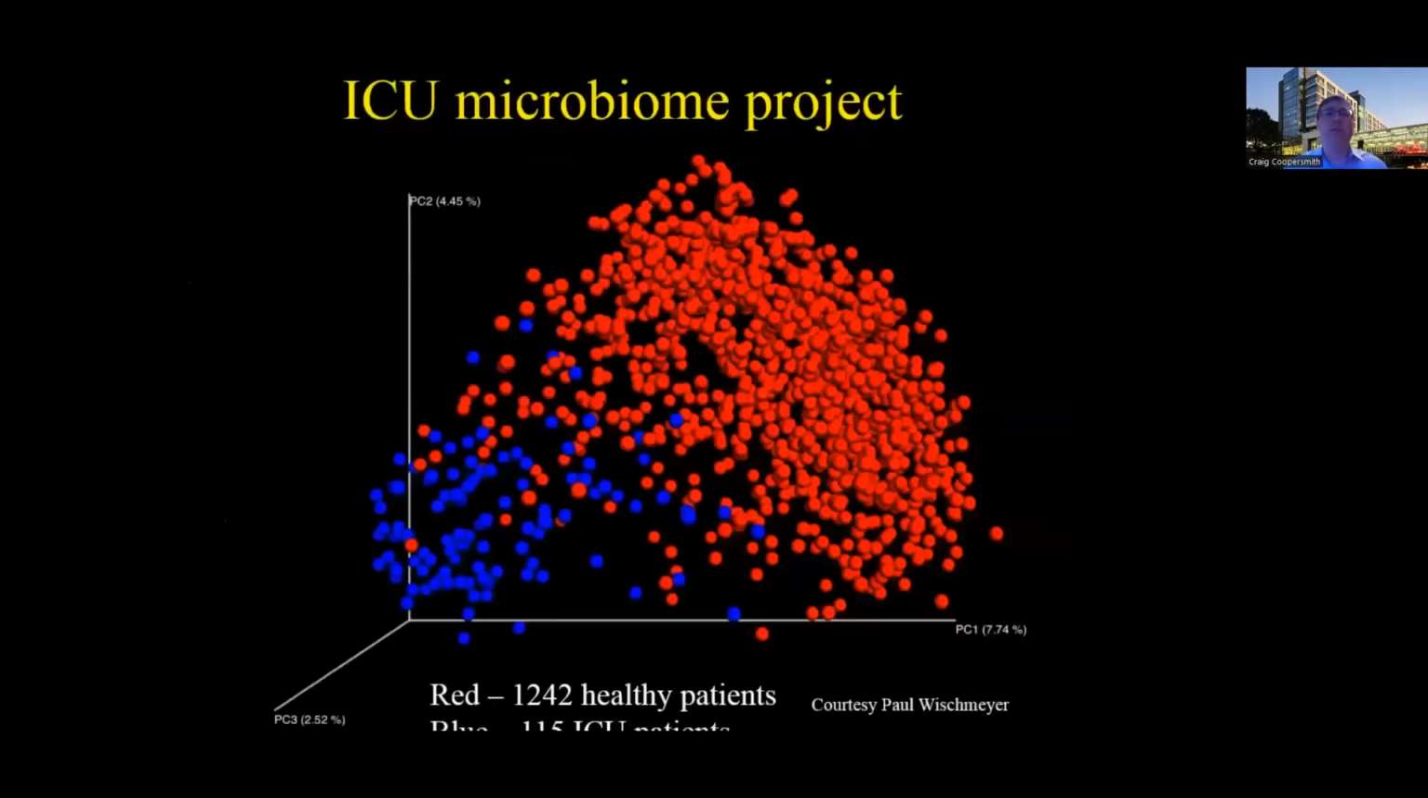This is taking that incredibly complex 40 trillion bacteria living inside of you and bringing all of it down to a single dot. The methods behind this are complex, but what you'll note are the red is us, healthy people, and the blue are our patients. And what you see is there's almost no overlap between our microbiomes in health and the microbiomes of our patients in the intensive care unit.